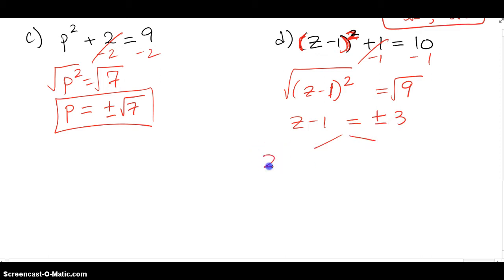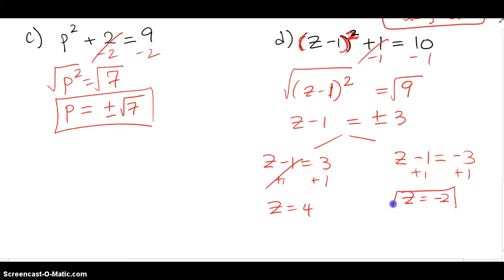So I really have two equations to solve, z minus 1 equal to 3, or z minus 1 equal to negative 3. And I can get my two solutions, 4 and negative 2.